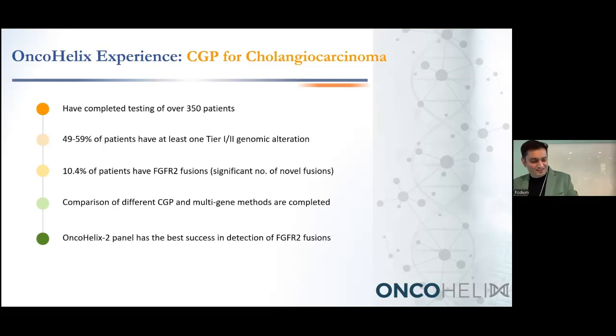Overall, this is the summary: we have completed testing of over 350 patients. 49 to 59% of patients have at least one tier 1 or tier 2 genomic alteration. 10.4% of patients have FGFR2 fusions. Comparison of different CGP and multi-gene methods has been done, and we firmly believe the RNA-based partner-agnostic OncoHelix 2 panel has the best success in detection of FGFR2 fusions.